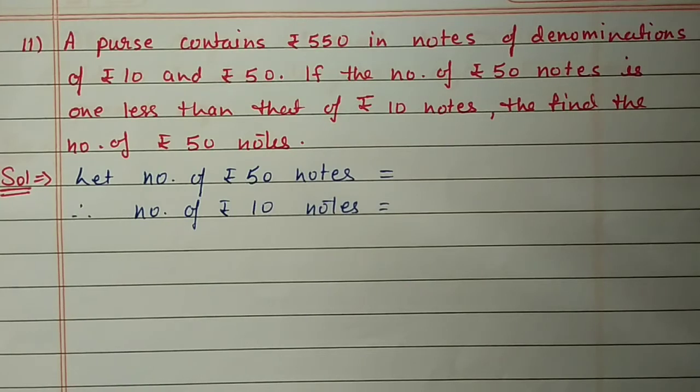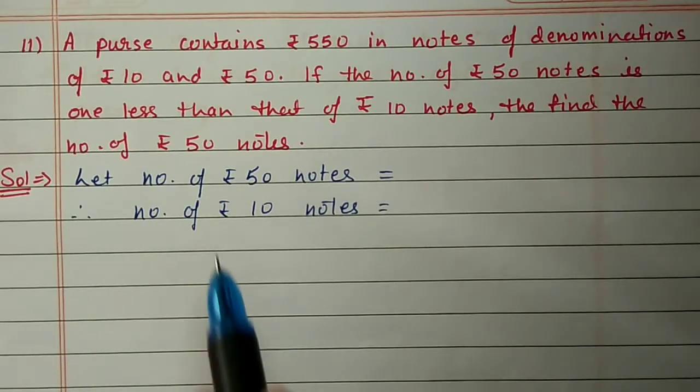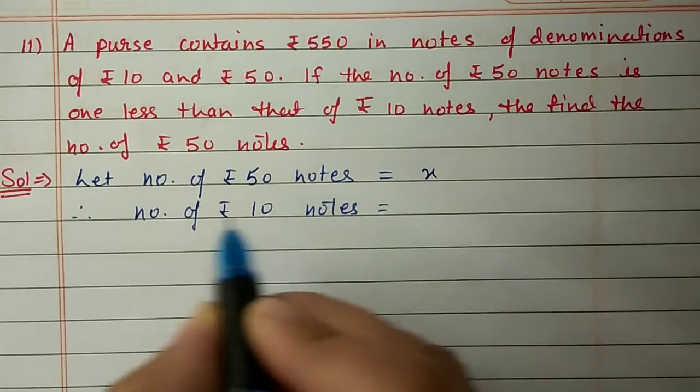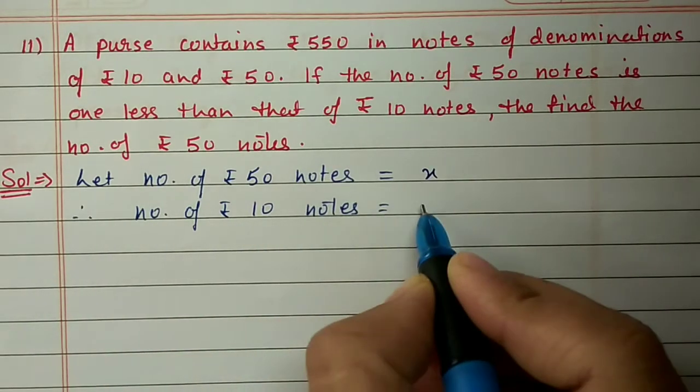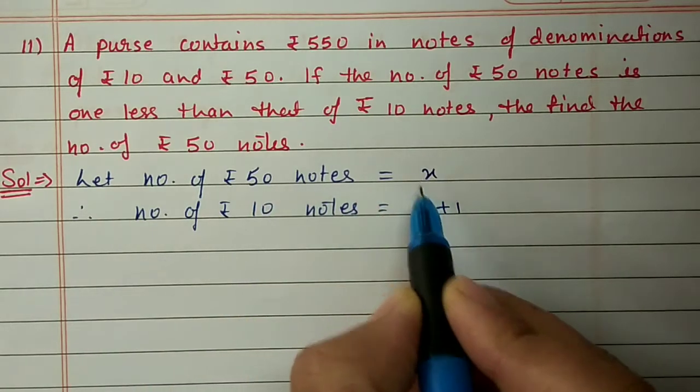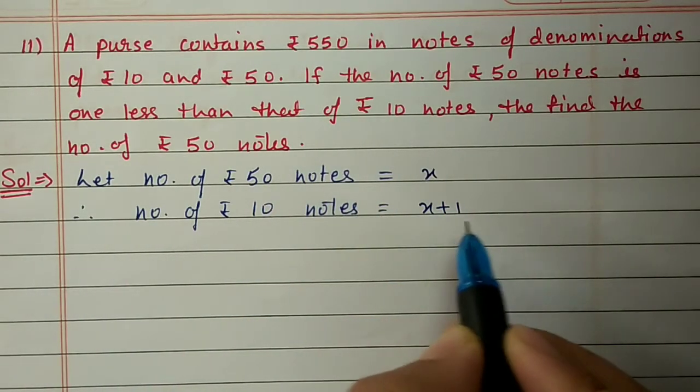Next, question number 11. A purse contains a total of 550 rupees in notes of denomination of 10 rupees and 50 rupees. If the number of 50 rupee notes is 1 less than the 10 rupee notes, find the number of 50 rupee notes. So we let the number of 50 rupee notes be x. Then the number of 10 rupee notes will be x plus 1, because 50 rupee notes are 1 less. It means 10 rupee notes are 1 more.